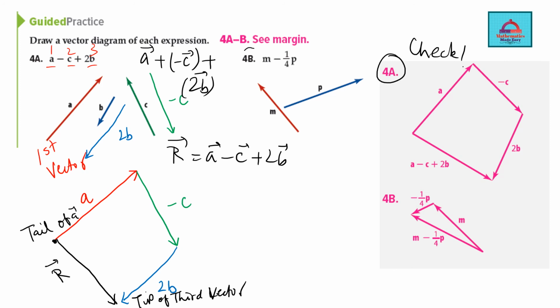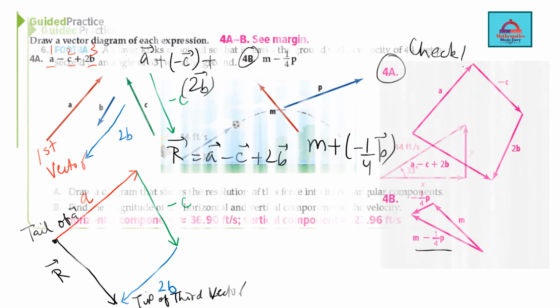Similarly, this one is more easy, 4b. So you have m as it is, and you are adding to m minus 1 by 4p. So you are reducing the size and changing direction. So if m is like this, minus p is here, then from the tail of the first vector to the tip of the last vector, m minus 1 by 4p will be here. Check your answer and draw them in your notebook.